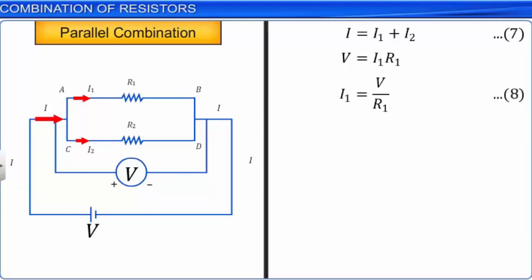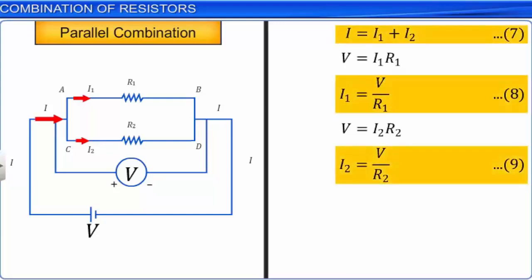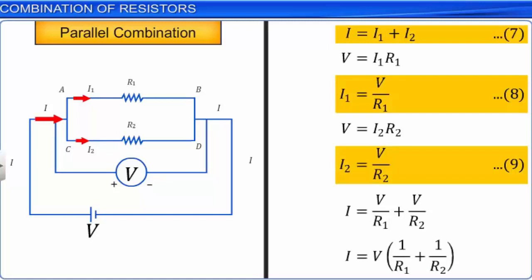Voltage V applied across the two resistors is the same as they are connected parallel to the same battery. Therefore, we can write V is equal to I2 R2 and I2 is equal to V by R2. Let this be equation 9. Substituting equations 8 and 9 in equation 7, we get I is equal to V by R1 plus V by R2 and I is equal to V into 1 by R1 plus 1 by R2. Let this be equation 10.